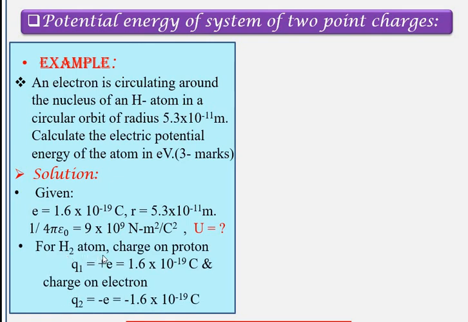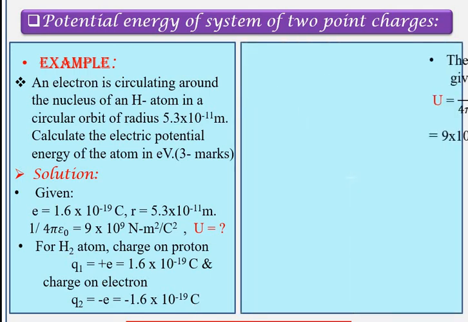Hydrogen atom consists of one proton and one electron. Charge on proton is Q1 equal to plus E, which is equal to 1.6 into 10 raised to minus 19 coulomb, and charge on electron is denoted by Q2, which is equal to minus E, which is equal to minus 1.6 into 10 raised to minus 19 coulomb.